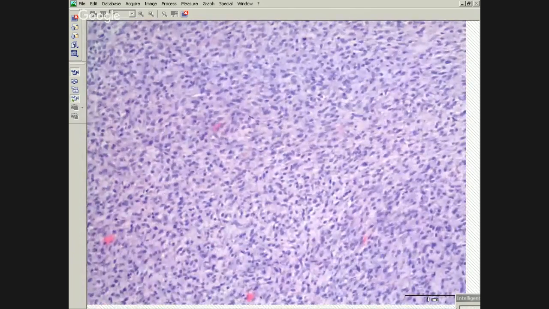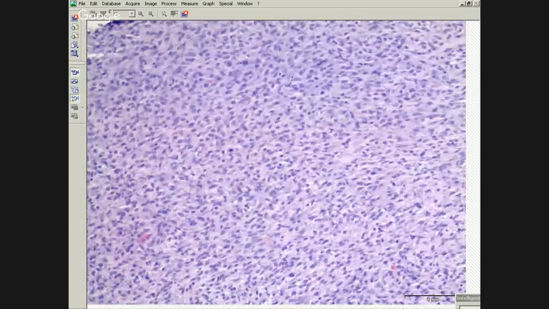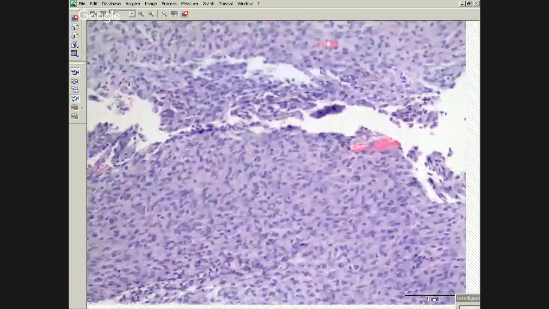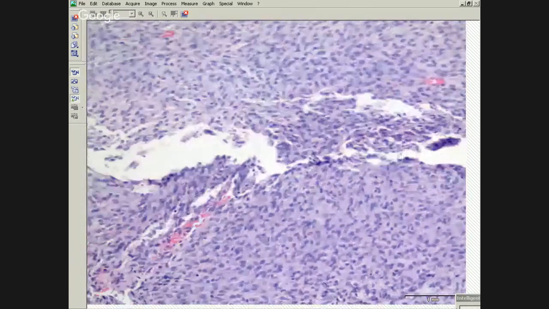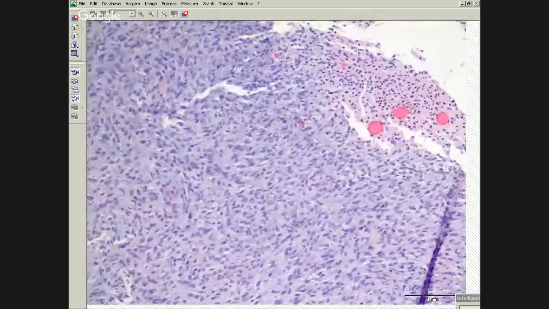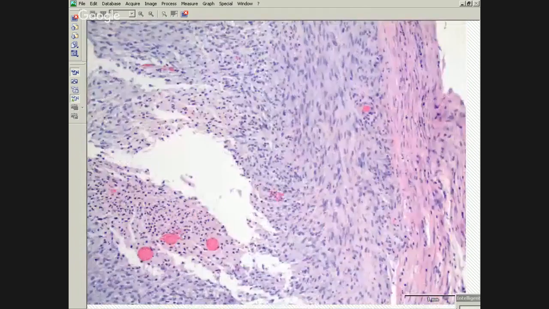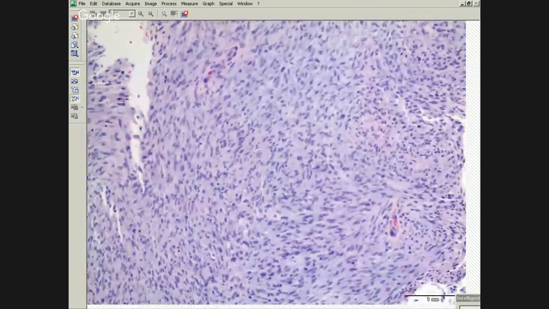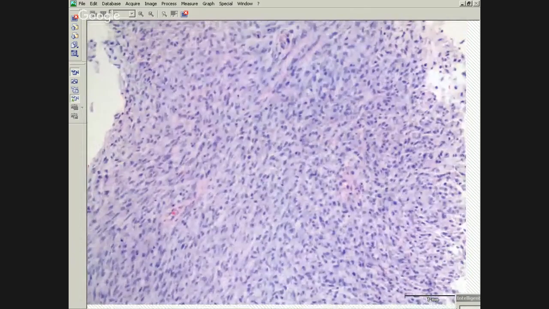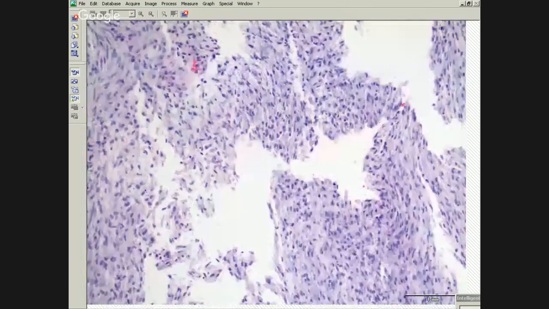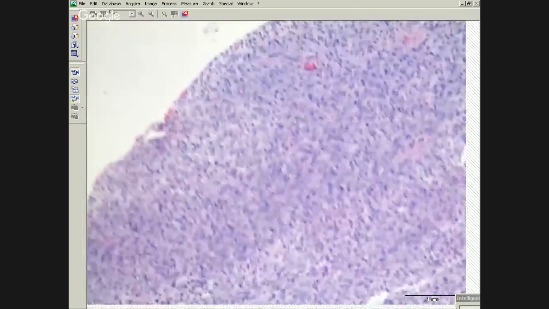We can do a neural marker. S100. Okay, S100 is super strongly positive. So it can be an MPNST. Okay, what else could it be? What about HMB45? Okay, HMB45 was not positive. Melan-A showed some patchy staining.